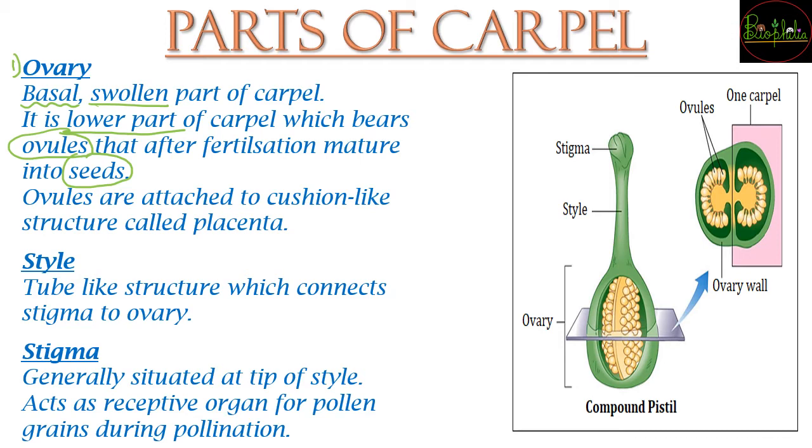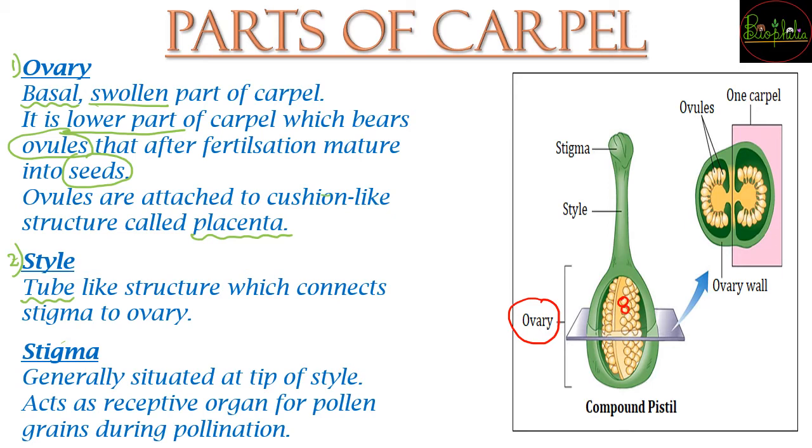These ovules are going to attach to a cushion-like structure that is called the placenta. From the placenta, the entire nutrition for these ovules is going to be supplied. The second part is called the style. The style is going to be a tube-like structure which connects the stigma, or you can say the landing platform, to the ovary. If you notice the diagram, the ovary is the basal, oval, swollen part having ovules inside it.